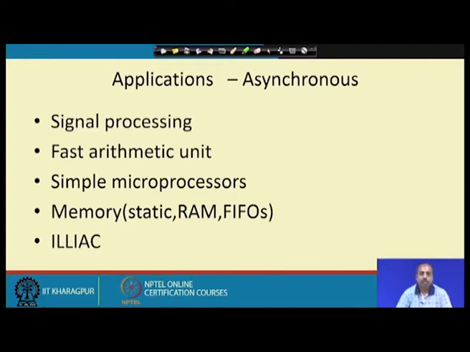Simple microprocessors are made asynchronous because of this speed achievement. We can do it for memory, like static memory, RAM, and FIFO, first in first out buffers. They are all made of asynchronous systems. The ILLIAC 4 machine, one of the early computers, was also made in asynchronous mode.